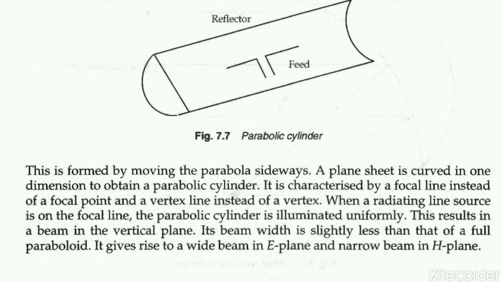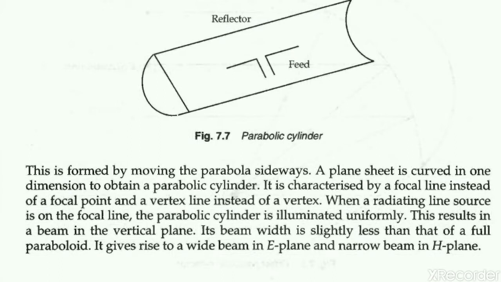This results in a beam in the vertical plane, so its beam width is slightly less than that of the full paraboloid. As we see in the description, the beam is vertically oriented, that means it is oriented towards the E plane or electric field plane. So it gives a wide beam in the E plane and a narrow beam in the H plane.